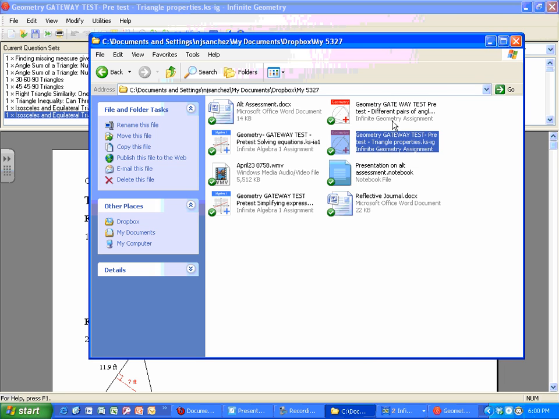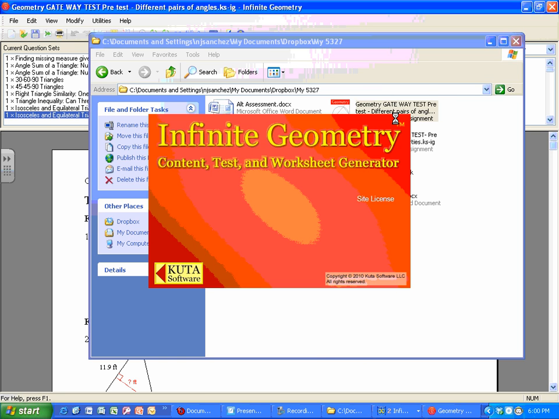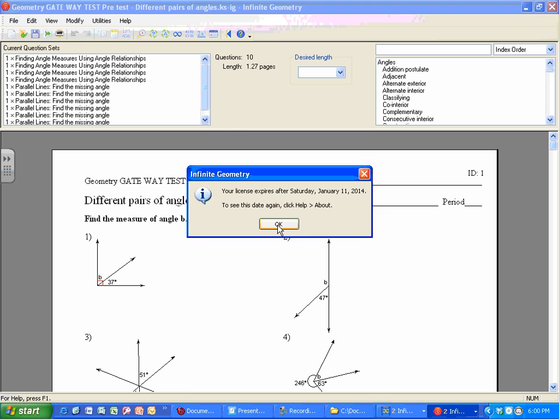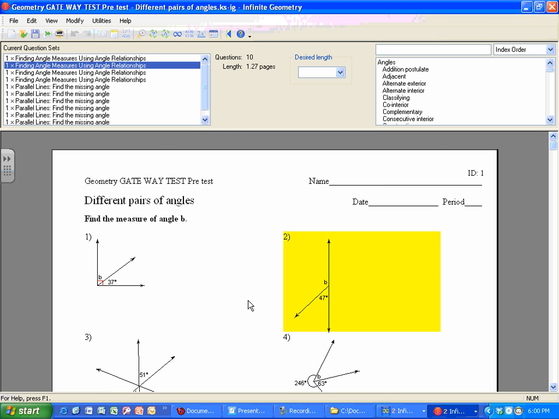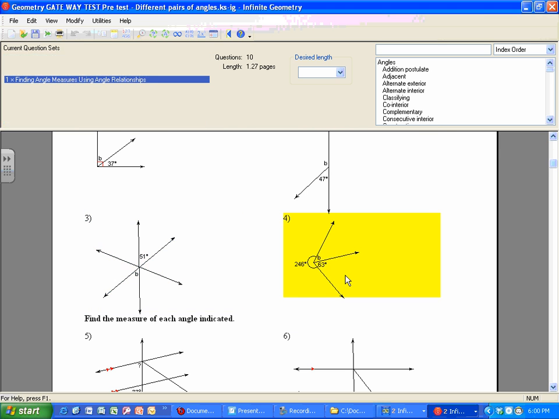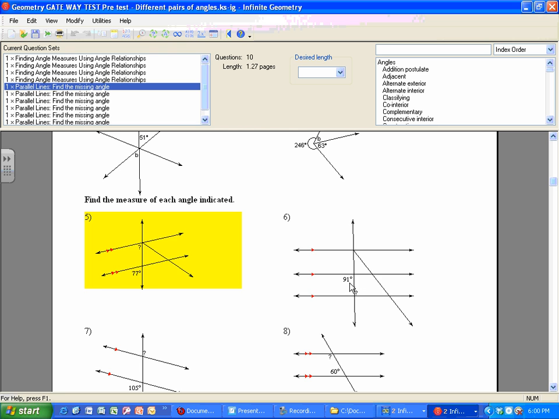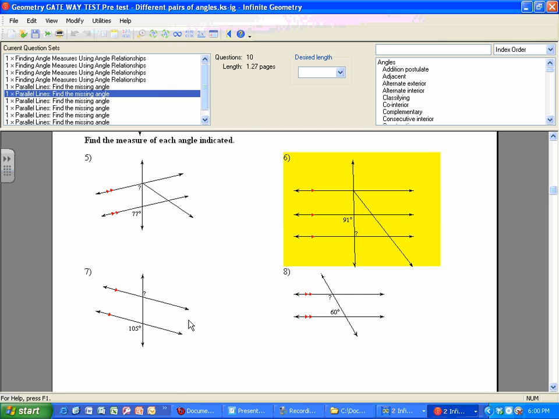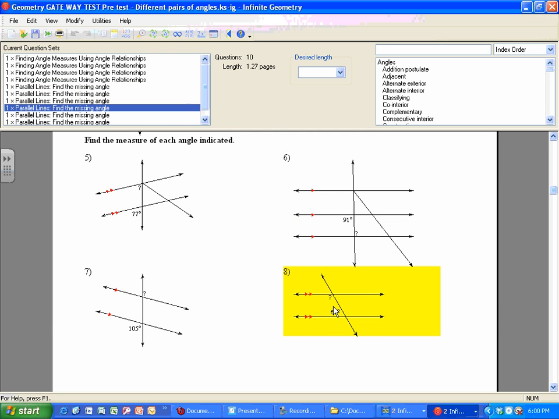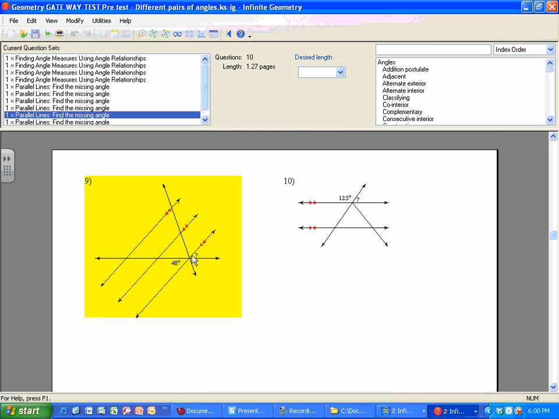I also did the same thing for different pairs of angles, whether it's complementary or supplementary, vertical angles, adjacent angles, corresponding, alternate interior, alternate exterior, same side interior. That's just vertical angles, a little bit more complex, and that's just a linear pair. So it's a very good tool you could use.